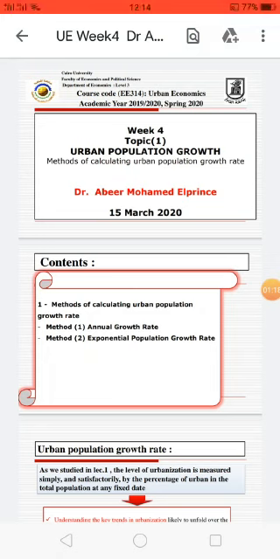And we found that population increase is not a problem as a whole, but there may be potential economic growth if the population in labor force age is greater than the population in non-labor force age. Today we will study how to calculate the urban population growth rate.